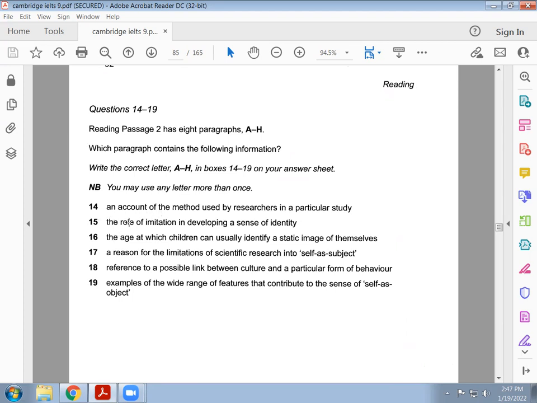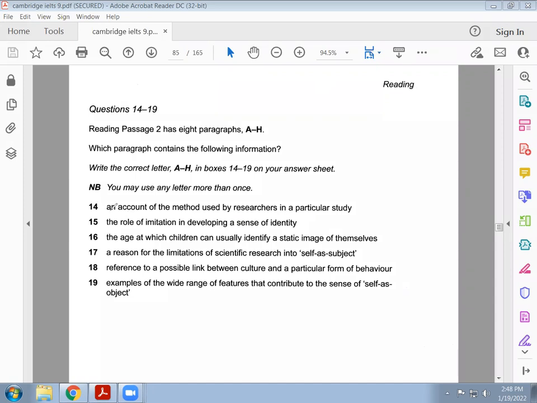So what is the wrong way? If you underline the words account, method, researchers, particular study, imitation, unnecessarily you are highlighting a lot of things, but you don't understand. If you don't understand it, then there is no use of highlighting. So what you need to do is first read the question, paraphrase it for yourself, understand the information so you can find it from the passage.